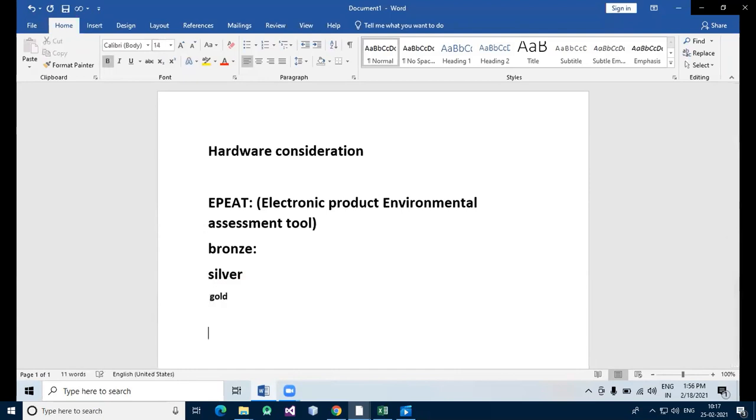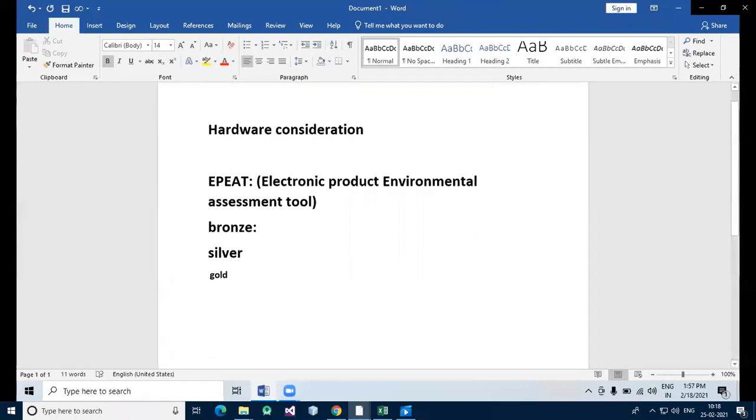In gold, the product meets all required criteria. In all three certification levels the product should meet all the required criteria, but for silver it also needs at least 50% of the optional criteria that apply to the product type being registered. And in the gold certification level, the product meets all required criteria plus at least 75% of the optional criteria that apply to the product type being registered. In silver, 50% and in gold, 75%. So this type of criteria is there in EPEAT.